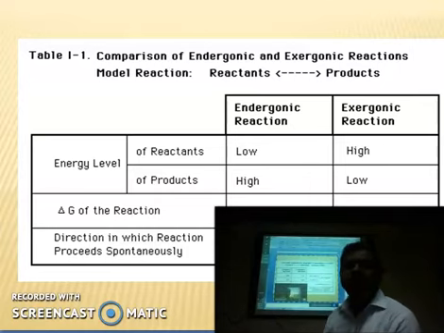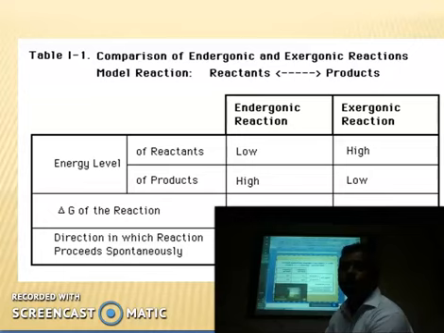So that can be asked in the examination: what is the difference between endergonic and exergonic reactions? So you have to write these 4 points. Okay. Now we will start with another comparison.